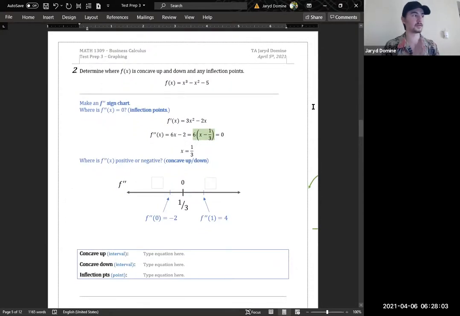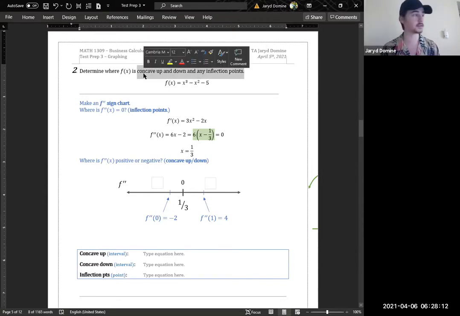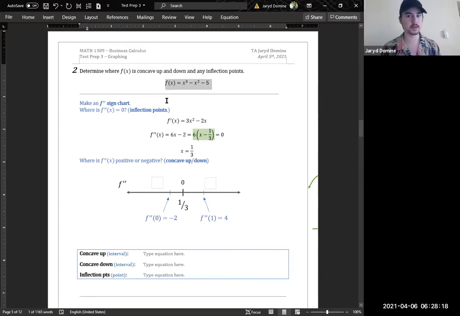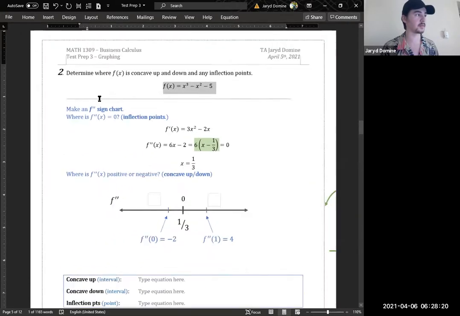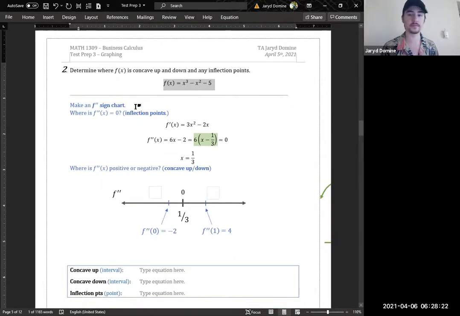Okay, number 2, we're going to do the exact same thing with the second derivative. This time it's asking about concave up, concave down, and inflection points. That's all related to the second derivative. Just like before, this is our function. We're going to make a sign chart, this time for the second derivative. First question to ask: where is it equal to 0?